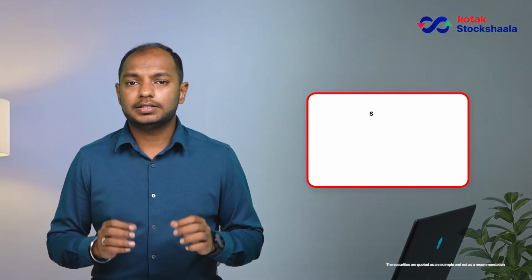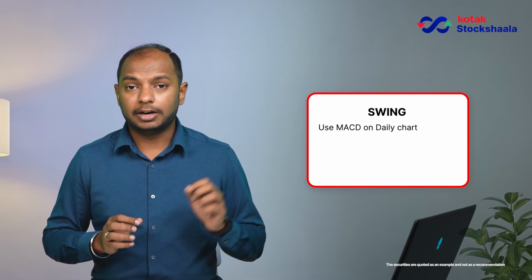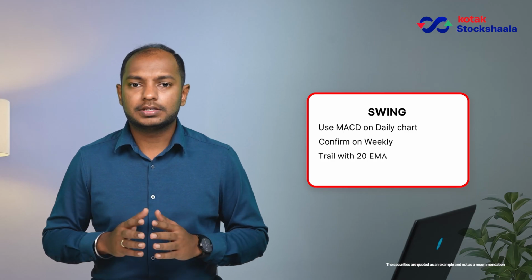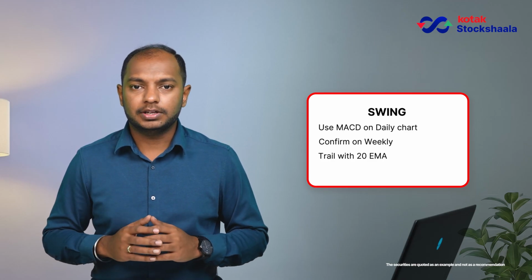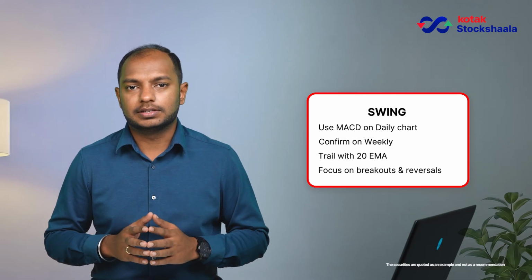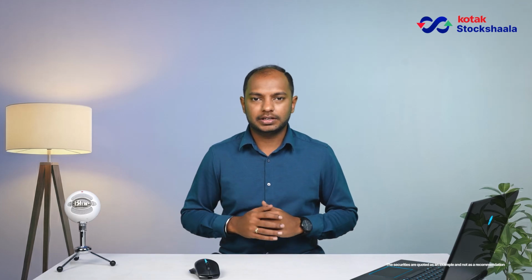When you are using this strategy for swing trading, use the MACD on the 1-day time frame, and for confirmation use the weekly time frame, and for trailing profits use the 20 exponential moving average, and most importantly focus on the breakouts as well as reversals. So that's the complete MACD strategy for trading in both intraday as well as swing trading in equity stocks.